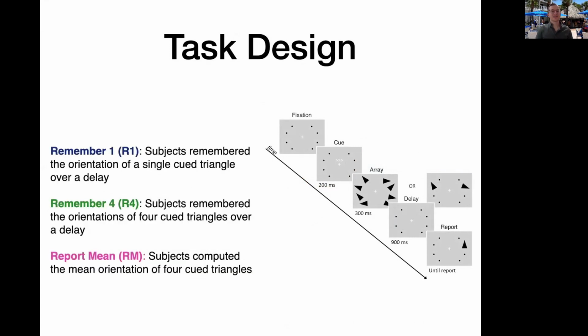Subjects did 3 tasks in this format in separate, short blocks. A task where they remembered just one triangle and reported its orientation after the delay. A task where they remembered 4 triangles and reported the orientation of a randomly chosen triangle on the probed side after the delay. And a task where they were simply asked to compute the mean orientation of 4 triangles and report that mean, after the delay. Subjects always knew exactly what task they were performing, and we made sure to emphasize the differences between the remember for and report mean tasks to ensure that they didn't simply adopt a single strategy to perform both tasks.